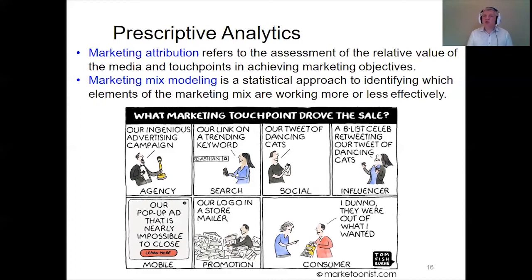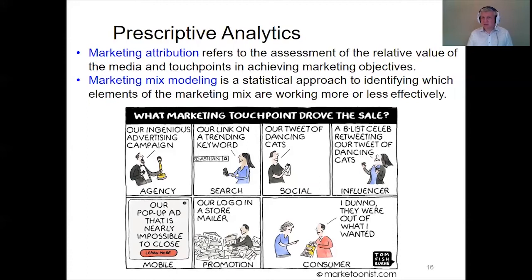Marketing attribution is all about calculating relative value of media and touch points. What contributed to converting this particular customer? What drives this particular customer to make a purchase? Is it our ad on TV? Is it our social media activity or influencers? Is it our mobile push or email marketing? How do we know?